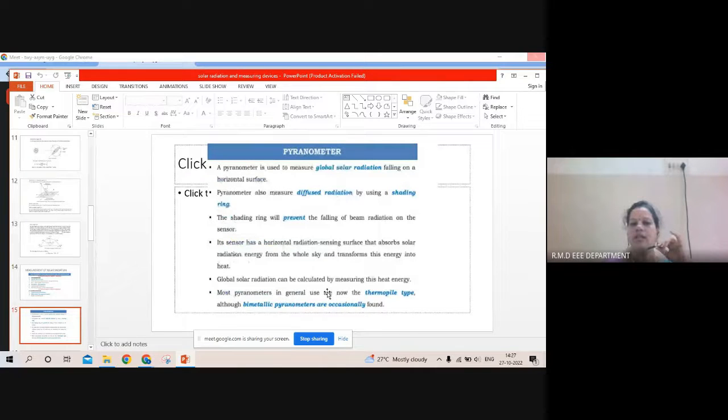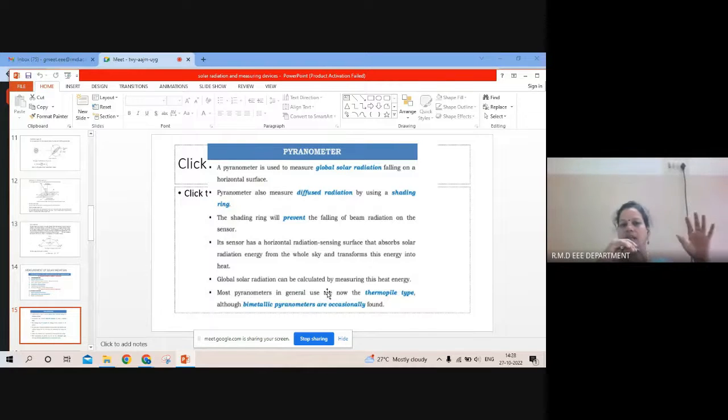As I mentioned earlier, it is used to measure the total solar radiation, and we can also measure the diffuse radiation alone, since we know that the global solar radiation is the sum of the direct radiation and the diffuse radiation. Even with the same pyranometer, we can measure the diffuse radiation just by inserting a shading ring. The shading ring, which I include in the pyranometer construction, will prevent the beam radiation from falling onto the sensor provided for measuring the radiation.